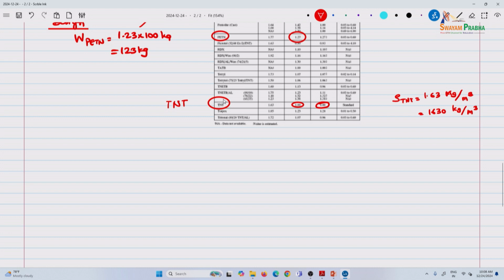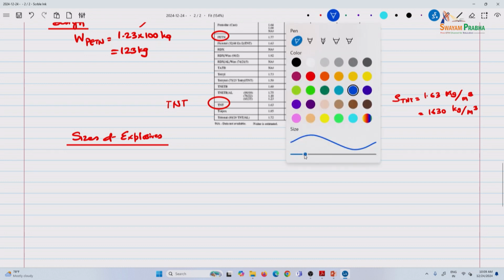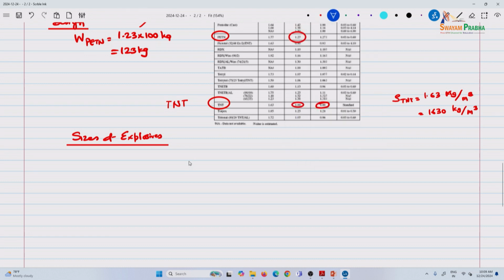Things to consider: what are the sizes of explosives? I'll be going back and forth between the two units, so bear with me on that, but you can do the conversions. Again, this is based on the UFC 4-020-01.